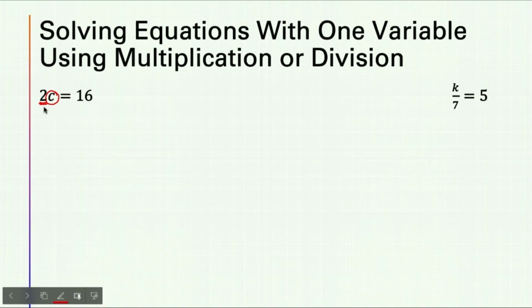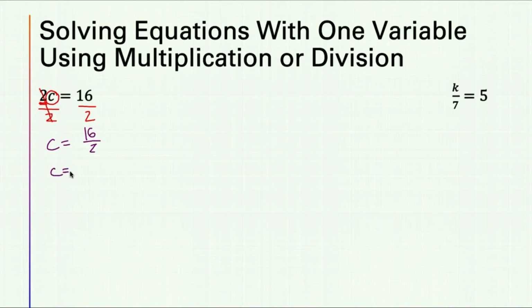So what we need to do is use the inverse operation of multiplication. And what is that? Division. So we need to divide this whole side, 2c, by 2. And what this does is it cancels out these 2's, so it leaves the c alone. But in order to keep it equal, we need to do this to the other side too. So we need to divide 16 by 2. And this gives us c equaling 16 divided by 2, which can be simplified to c equals 8.